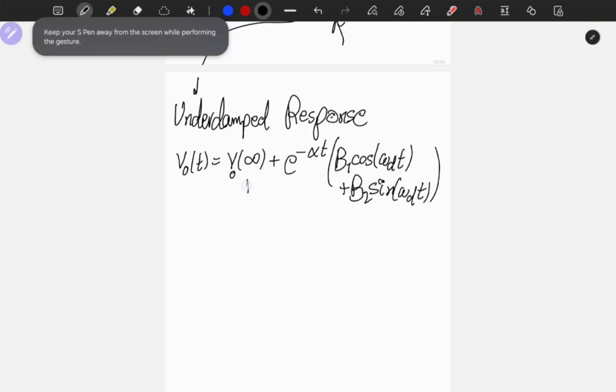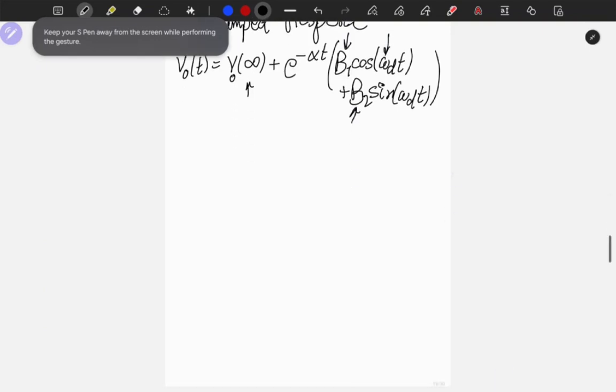So we need to figure out this quantity. I know alpha. I need to figure out B1, I need to figure out omega d, and I need to figure out B2. Luckily, we have a formula for omega d. Omega d is the square root of omega 0 squared minus alpha squared.